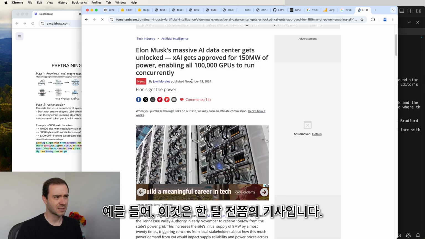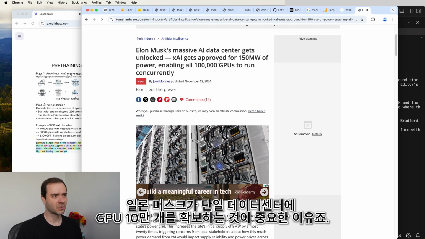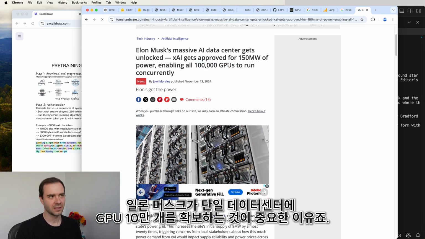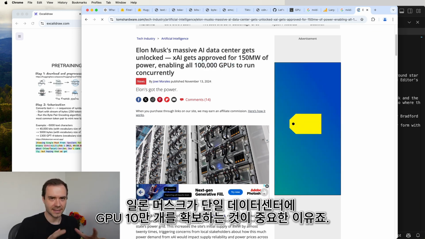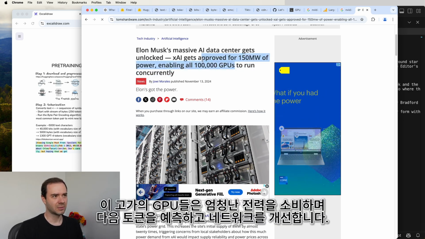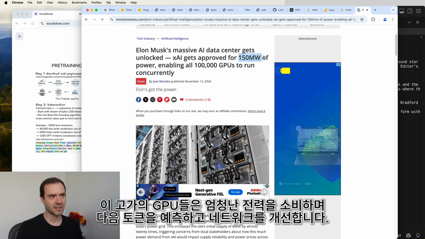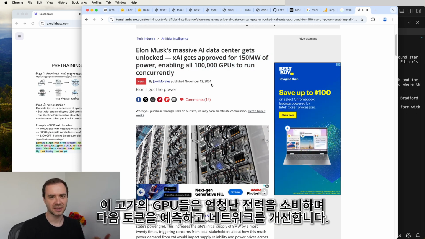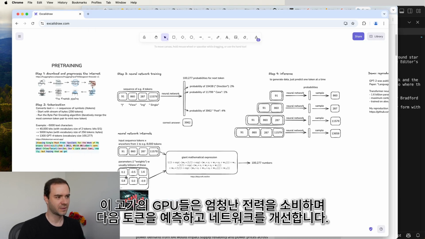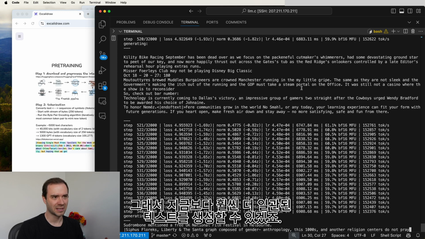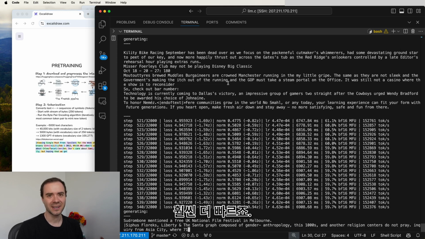And for example, this is an article from about a month ago or so. This is why it's a big deal that, for example, Elon Musk is getting 100,000 GPUs in a single data center. And all of these GPUs are extremely expensive, are going to take a ton of power, and all of them are just trying to predict the next token in the sequence and improve the network by doing so. And get probably a lot more coherent text than what we're seeing here, a lot faster.